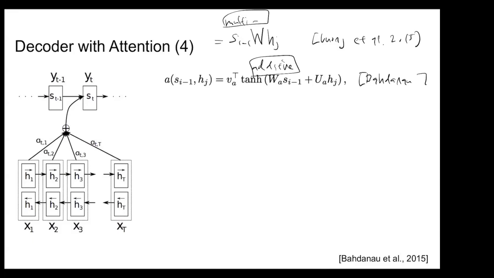So in the additive case, what they do first is obtain s_{i-1} and hj, but instead of using matrix multiplication to obtain a single value, they map each s_{i-1} and hj to some vector space with different matrices, Wa and Ua, and then you apply the tanh activation, and then do a dot product with some other parameters. These are learnable parameters.